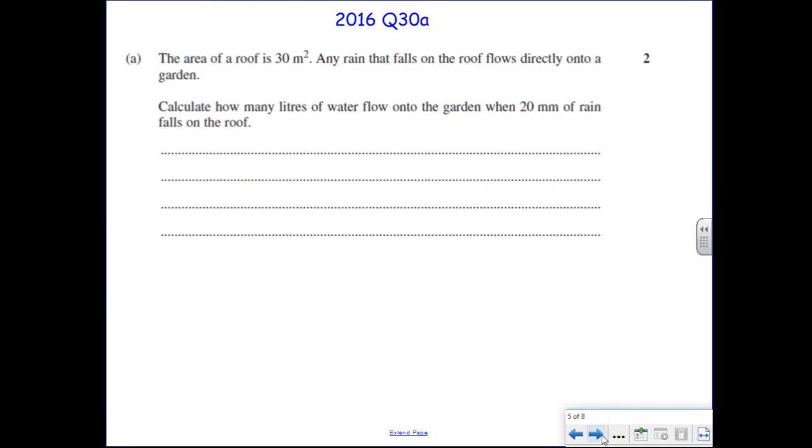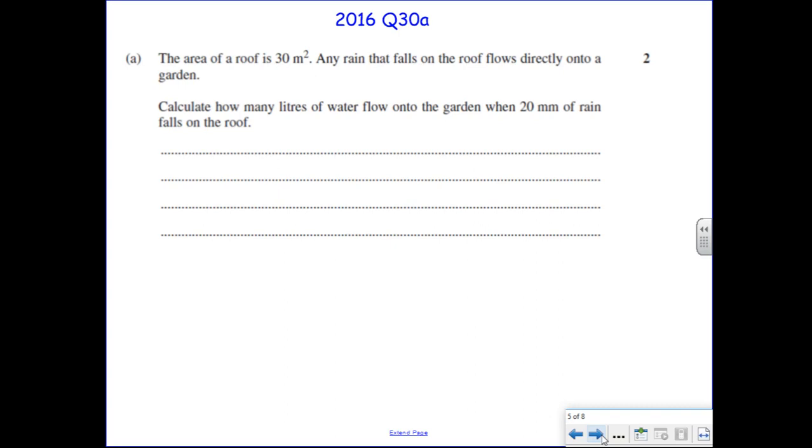Going to the next question. This is starting to get a bit harder because this is the first question of question 30, but still question 30. So we're told that the area of the roof is 30 meters squared. Any rain that falls on the roof flows directly onto the garden. So this is what I was talking about in my video. The way that roofs are created in Australia nowadays is quite efficient. It catches the water that falls on the roof, goes into the gutters, and then just recycles that water. So all the water that falls on the roof goes straight into the garden.